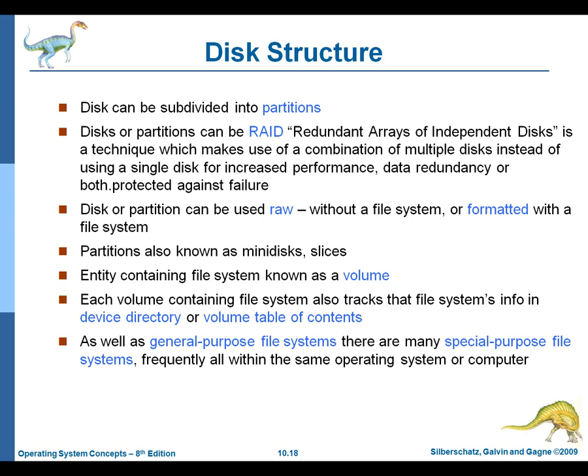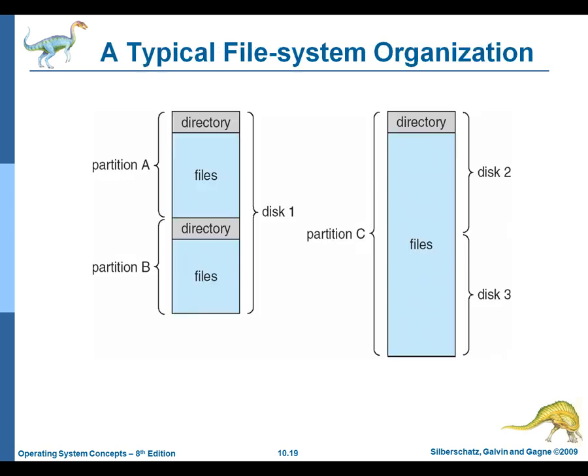So whenever we right click and click on properties, we come to know what the volume is in that particular system, or the number of files, or the current existing property of that particular volume which has been partitioned. So this is already present, and this is always updated. As well as general purpose file systems, there are many special purpose file systems, frequently all within the same operating system or computer. So even if it is a general purpose or a special purpose file system, all are stored within the same operating system.